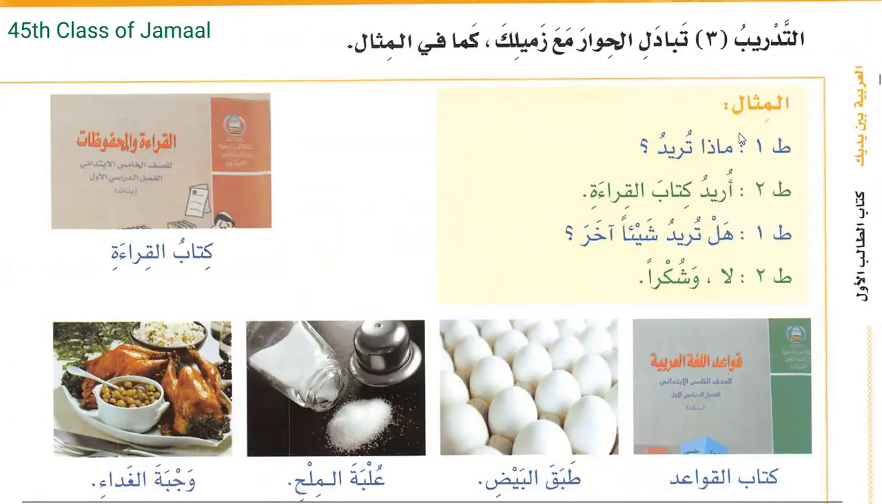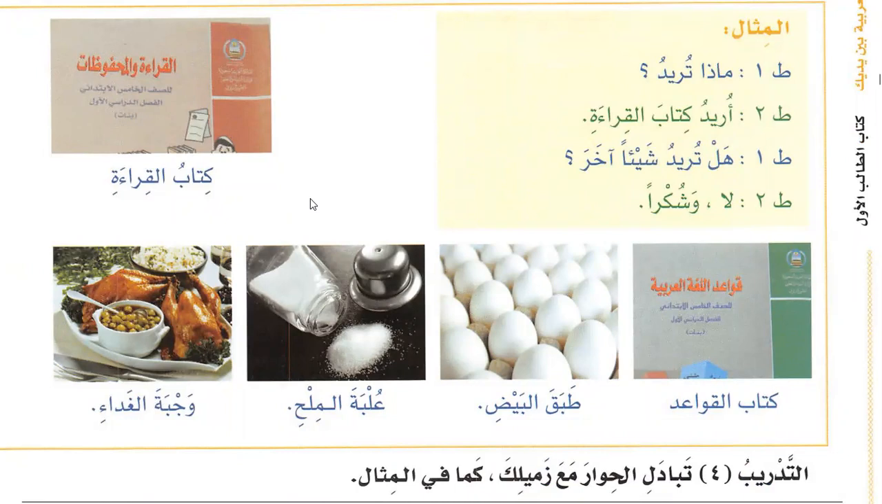تدريب الثالث. المثال: الطالب الأول: ماذا تريد؟ What do you want? الطالب الثاني: أريد كتاب القراءة. I want a reading book. الطالب الأول: هل تريد شيئا آخر؟ Do you want anything else? لا وشكرا. No, and thanks. In كتاب القراءة, the word كتاب is مضاف and قراءة is مضاف إليه. Since it is mudaf ilayhi, it is majroor, it has kasra. But in this sentence, this mudaf is also maful bihi. Since it is maful bihi, it is mansoob, it has fatha. Turidu, you want; uridu, I want. These are fil muzare.